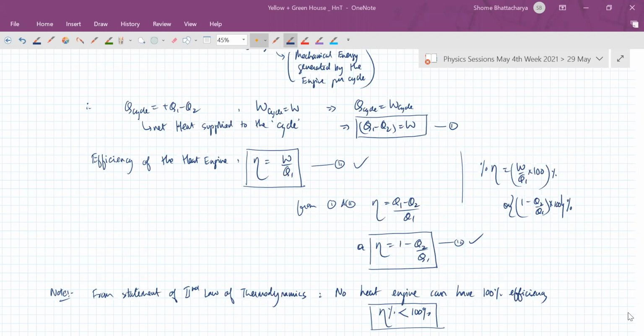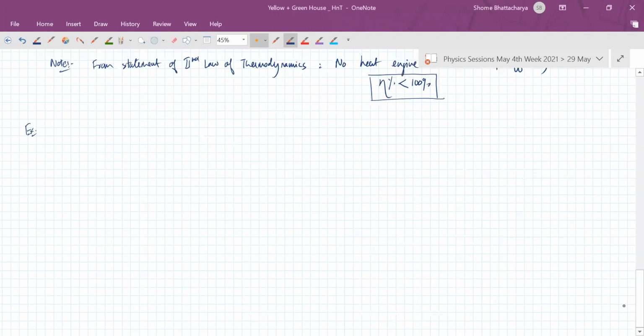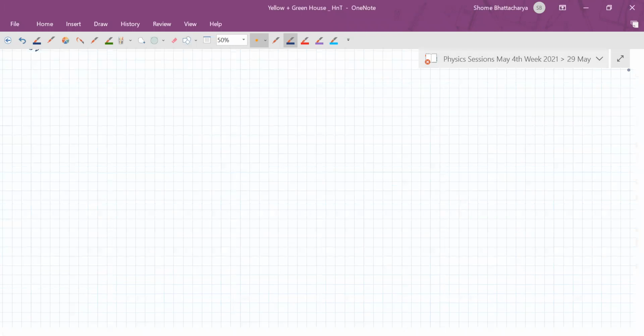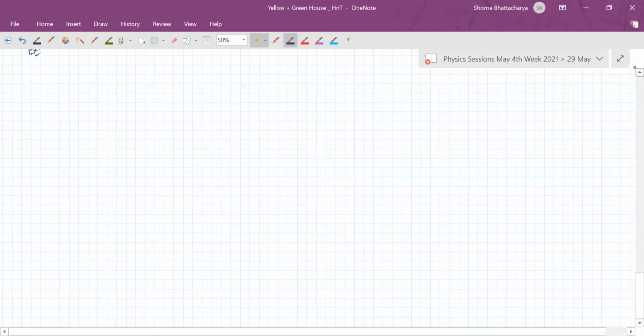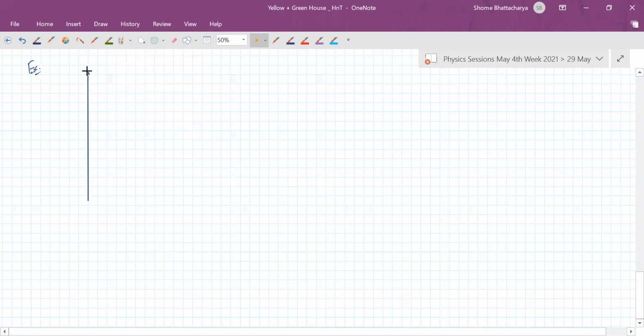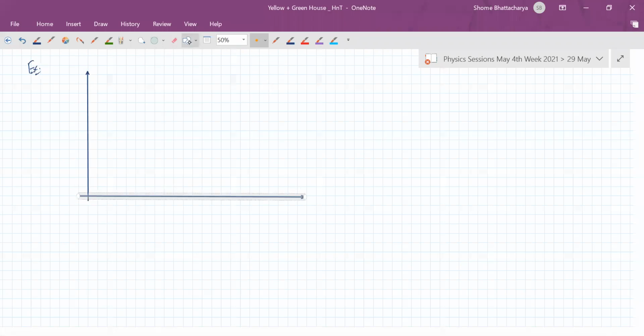Okay. So let's look at our first example of calculation of efficiency of a given heat engine. Let's say our heat engine, or a cyclic process representing a heat engine, is an extremely simple one. It's represented by a rectangle on the PV space. So for a given cyclic process like this, how do we calculate the efficiency?